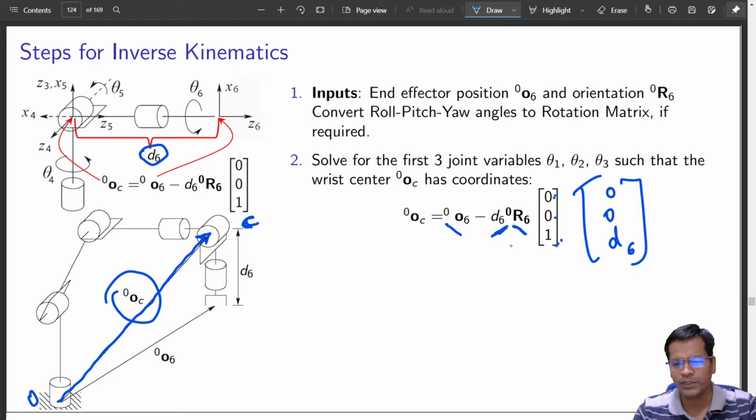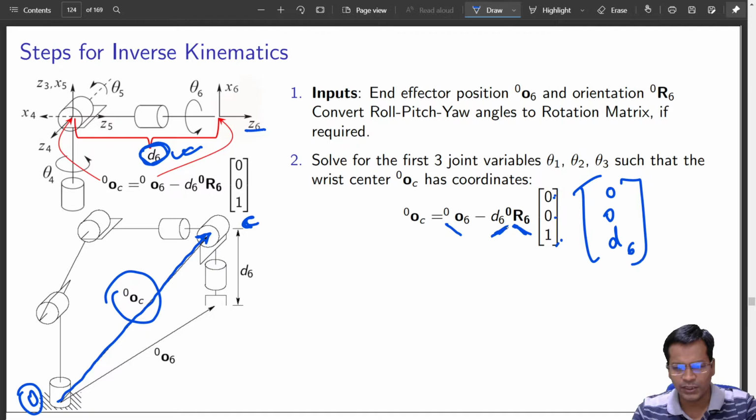So D6 comes here. 0R6 is the rotation matrix that effectively rotates this about the base frame and orients it in the manner the end effector is oriented. That means D6 is always pointing along Z6, the way we do it normally. Okay, so that is the reason.